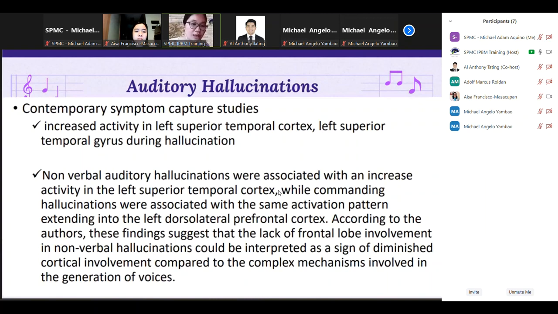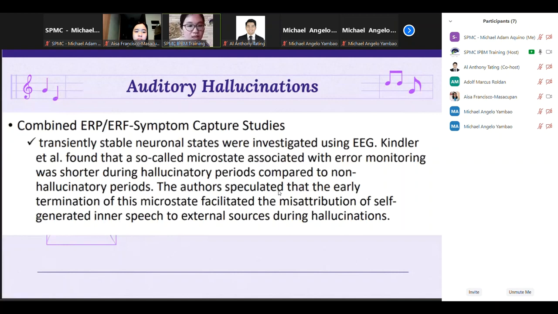So in contemporary symptom capture studies, they saw that there is increased activity in the left superior temporal cortex, the left superior temporal gyrus, during hallucinations. Nonverbal auditory hallucinations were associated with an increase in activity in the left superior temporal cortex, while commanding hallucinations were associated with the same activation pattern extending into the left dorsolateral prefrontal cortex. So these studies basically just told us the location involved when there are auditory hallucinations.